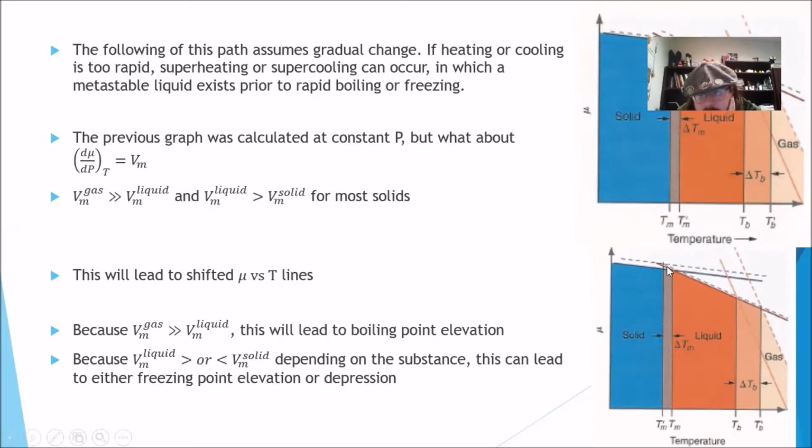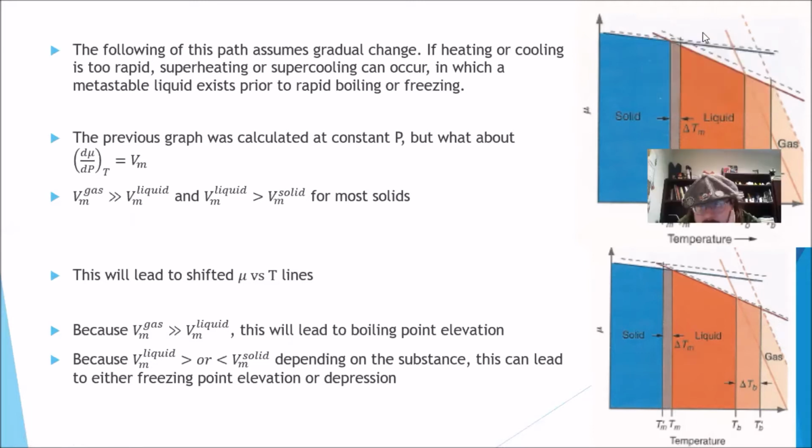So this one is with water. See, it moves back quite a bit, as opposed to this one where it's moving forward. High pressure solid melts at a higher temperature, unless it's ice, which then melts at a lower temperature.